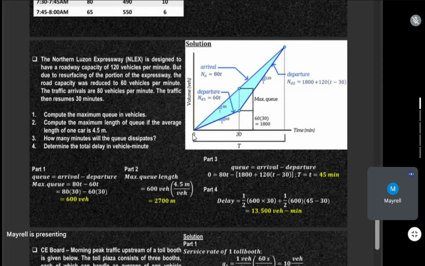When it started, it was reduced to 60 vehicles per minute departure. So the delay is 1/2 times the number of vehicles, 600 times 30 minutes, plus 1/2 times 600 times, we already know the time here, so 45 minus 30. So you have 13,500 vehicle-minutes. Okay.